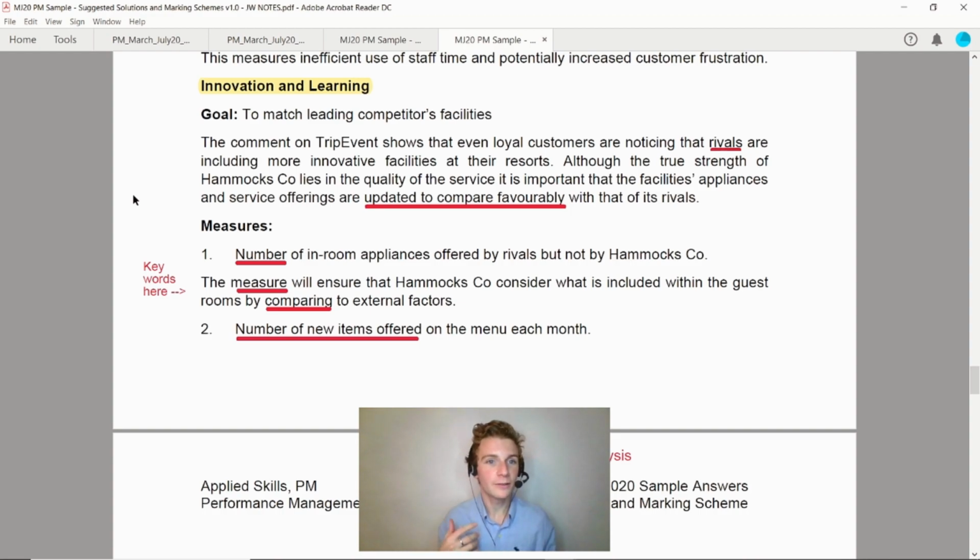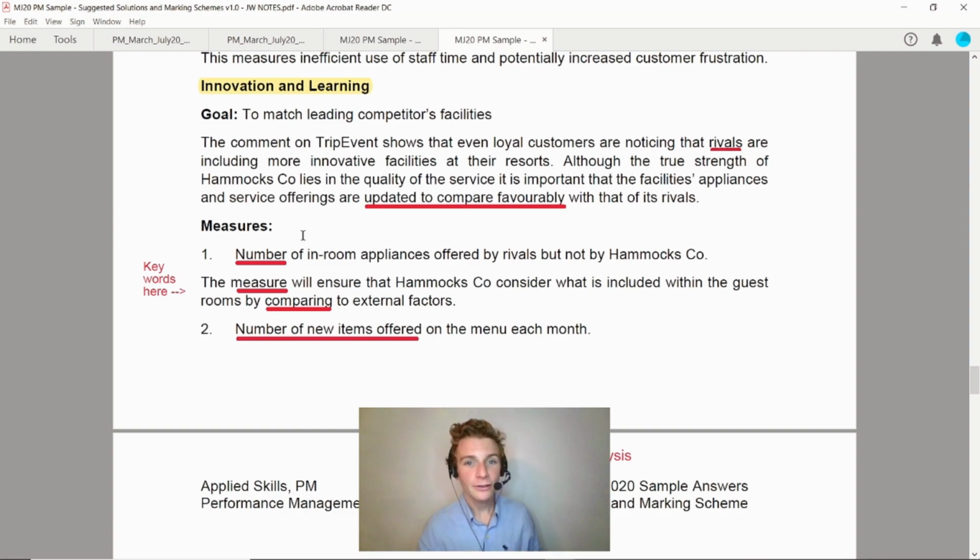Although the true strength of Hammocks Co lies in the quality of service, that is how responsive they are to anything that crops up, it is important that the facilities, appliances and service offerings are up to date to be comparably favourable to its rivals, because that could be the unique selling point, or the differentiator, that a customer would go, well, they've got what I want, so I'm going to go there. They're very nice, but they don't have all the things I want, and that's the gap you need to plug.